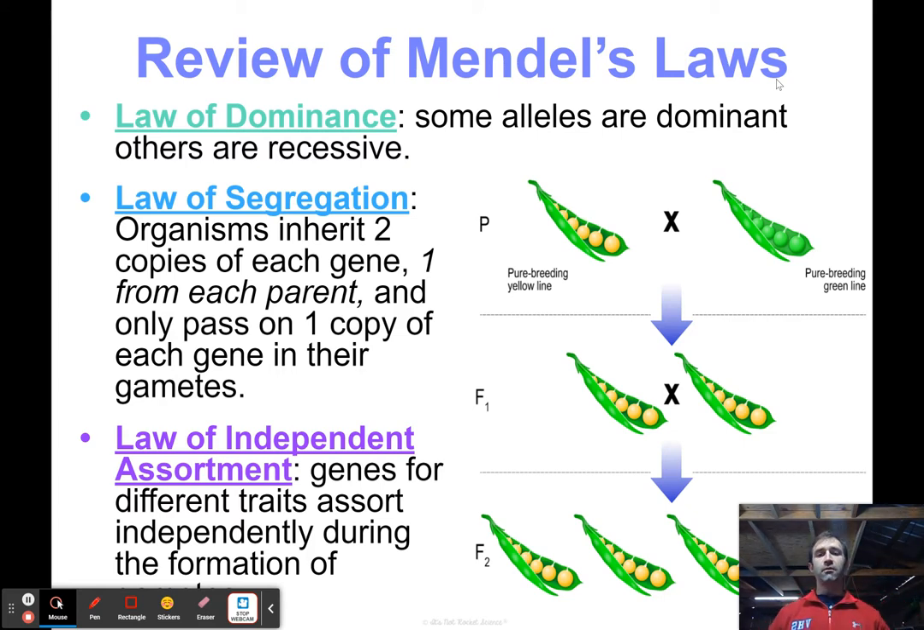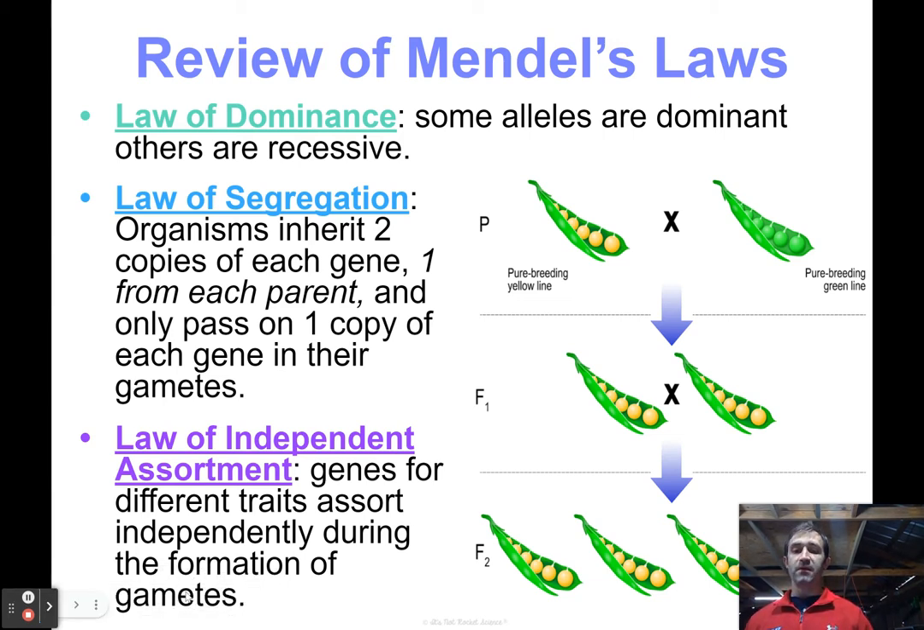Okay, and then we had the law of segregation. The law of segregation simply states that each organism inherits 2 copies of each allele, one from mom, one from dad, right? You got 2 copies of every gene that you have, one from mom, one from dad. That's the law of segregation, okay? And then the law of independent assortment was that genes for different traits assort independently during the formation of gametes, sperm and egg, okay?